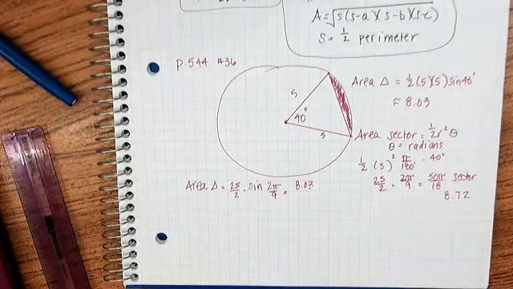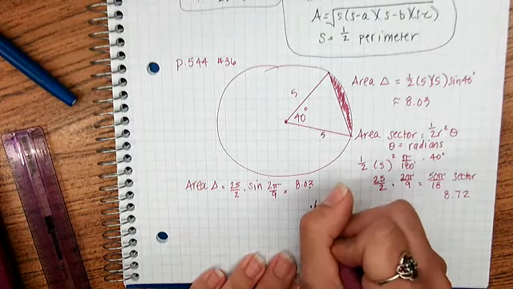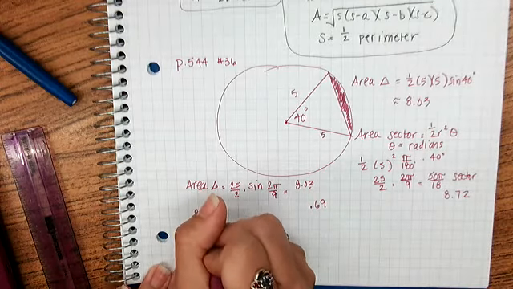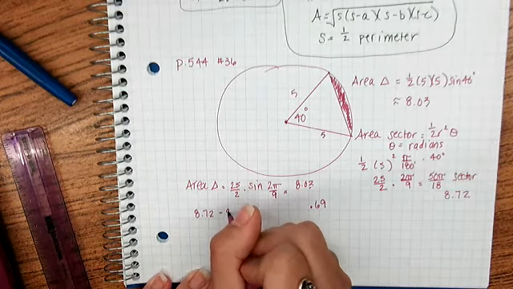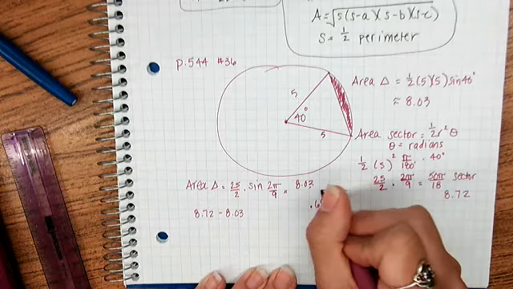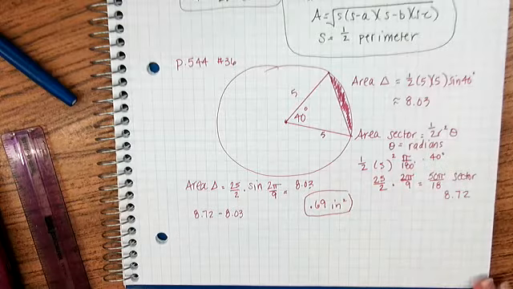So when you subtract, you get 0.69 square inches. So I took the area of the sector, 8.72, subtract the area of the triangle, which is 8.03, and you get 0.69 square inches. Make note of the sector for yourself.